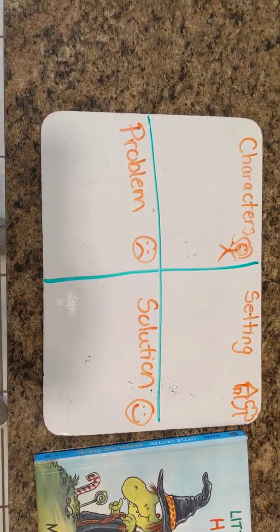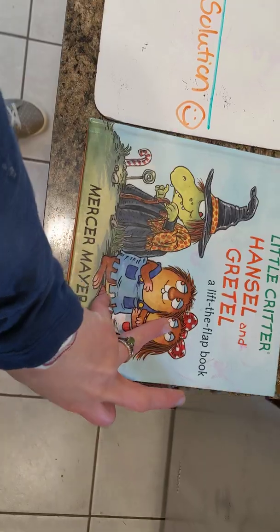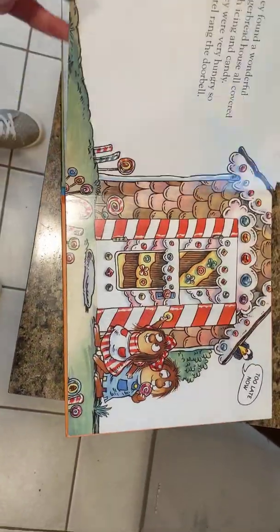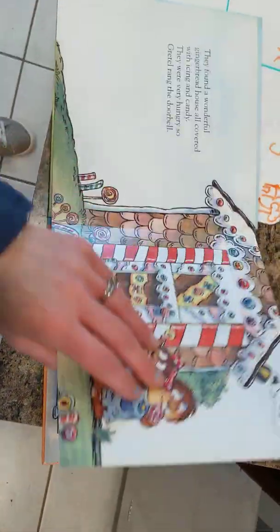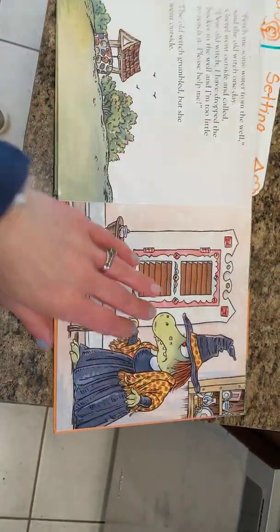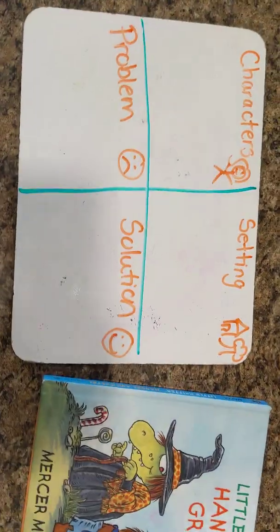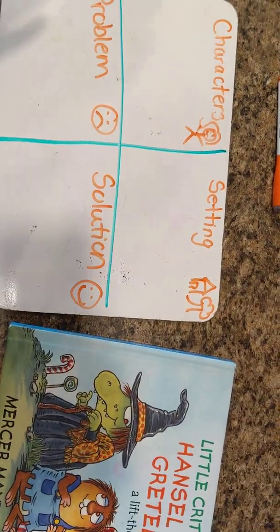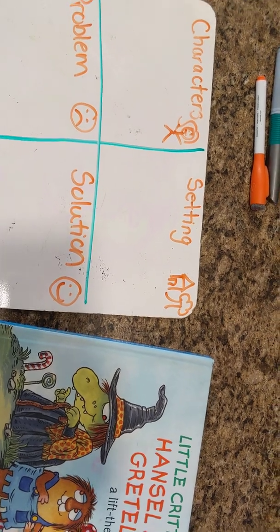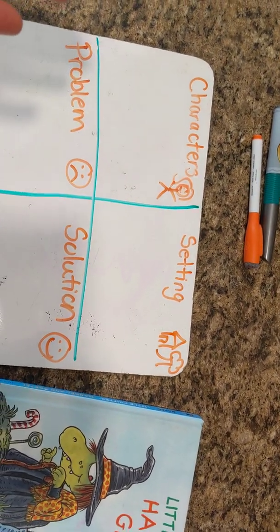Okay. The setting. So the setting is where the story takes place. The setting of Hansel and Gretel takes place at the witch's house. So that's one place. Actually, most of it is at the witch's house, and also takes place outside. So you can either say, the setting of my story is outside and at the witch's house, or you could just pick one and say the setting mostly takes place in the house.